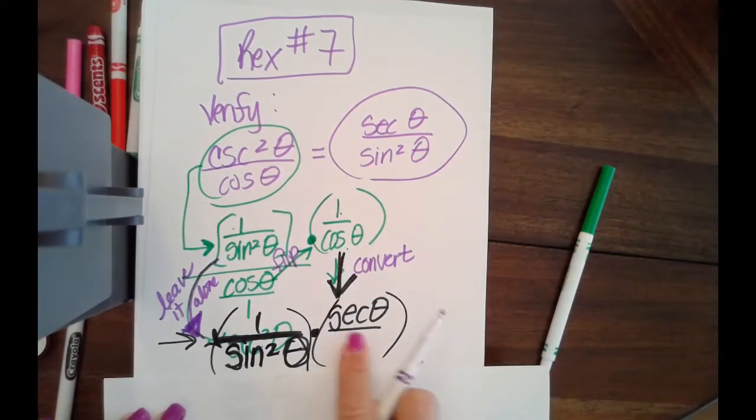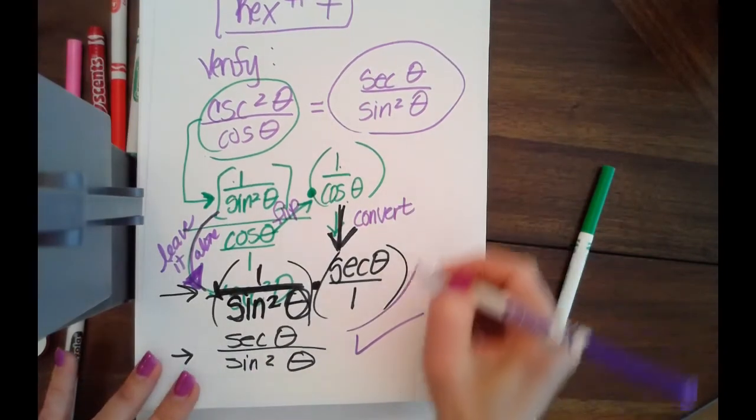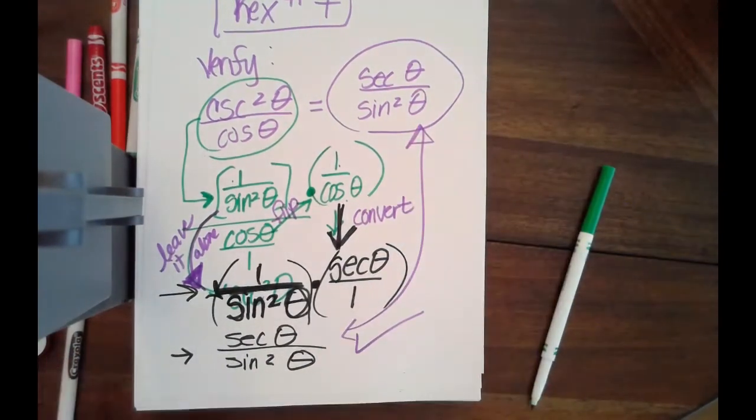So now top times top over bottom times bottom is going to leave us with secant of theta over sine squared of theta, which is a perfect match to our right side. So we verified that one.